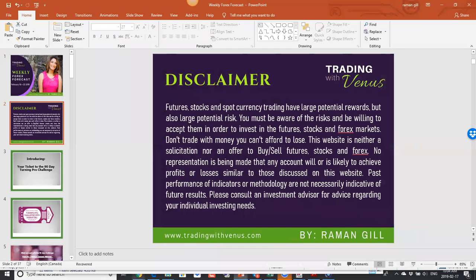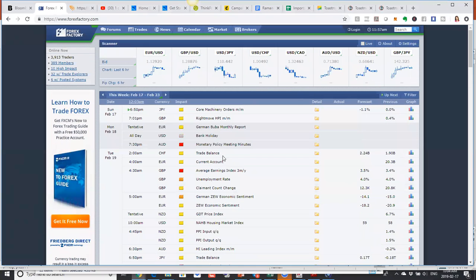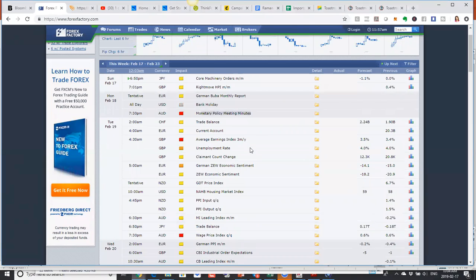We will start off by taking a look at our Forex Factory calendar as usual here. So for this week, coming up on Monday, we have monetary policy meeting minutes for Australia. We had some come out, I think it was last week or a couple weeks ago. Anyway, anytime there is central bank speaking or doing anything, there usually is a reaction to that. So just be careful with that one. That will have an impact on the Australian dollar.